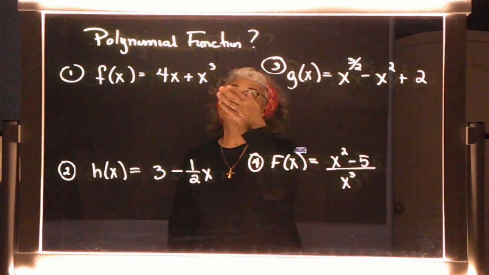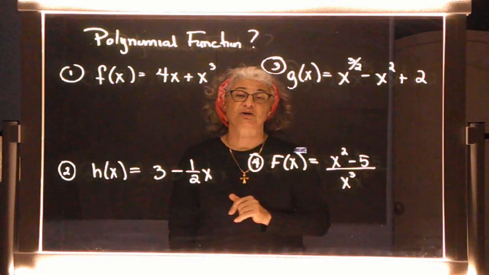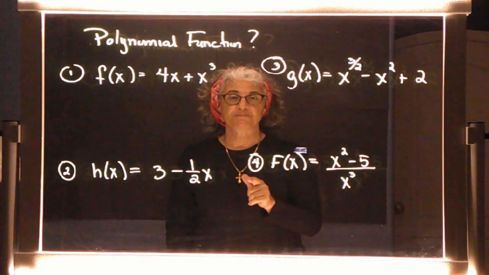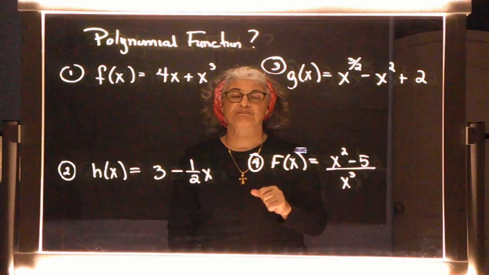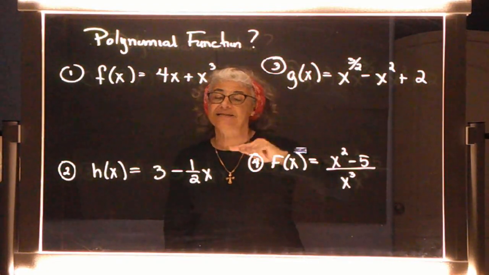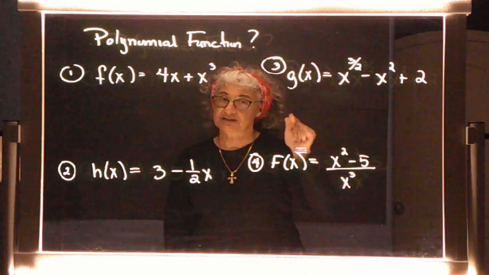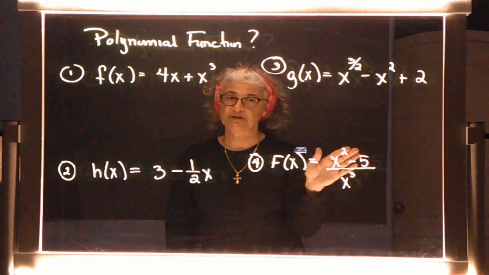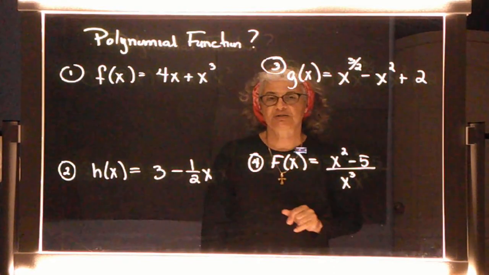Okay, so notice the directions. They want us to tell them if these four are polynomial functions. Remember, to be a polynomial function, the coefficients have to be real numbers, right? To be a polynomial function, the power has to be non-negative and it has to be an integer, right? Lastly, the domain has to be all real numbers. Agreed? Okay, so let's take a look at number 1.